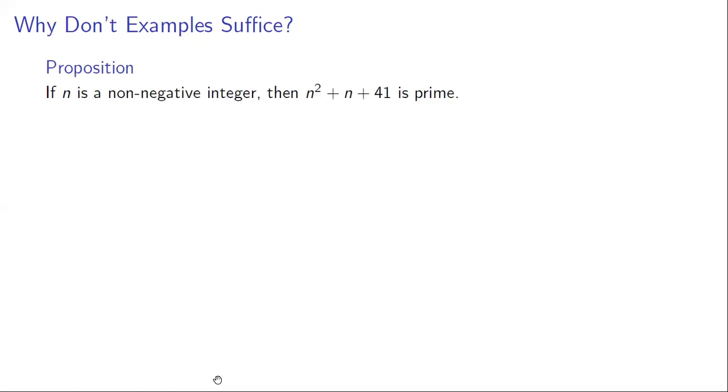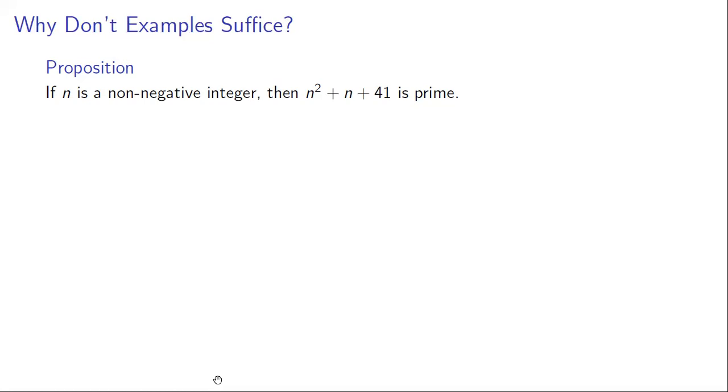So here's a proposition: if n is a non-negative integer, any non-negative integer, then n squared plus n plus 41 is prime. Okay, this is a proposition. We know what a prime number is, right? It's a number that has exactly 2 divisors, namely 1 and the number itself. So like 5 is a prime number, 2 is a prime number, 17 is a prime number. So this proposition says if n is a non-negative integer and I do n squared plus n plus 41, that result is going to be a prime number.